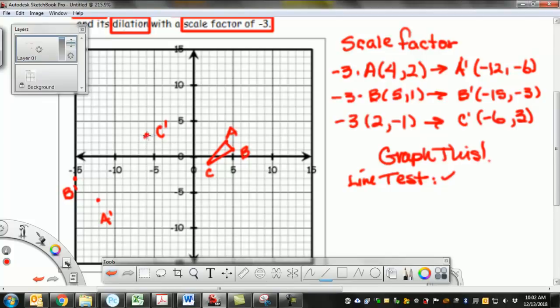Okay, that's it, and we'll go ahead and finish drawing our vertices, and that's basically how you do dilation. So finish the quiz and you should be fine.